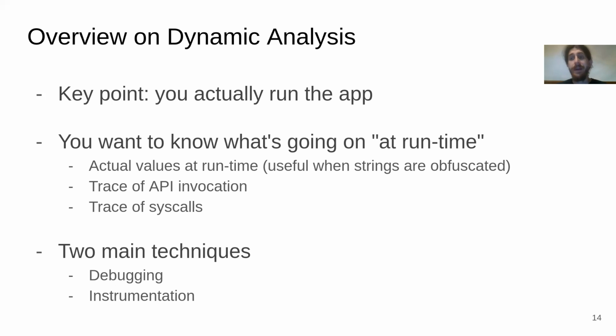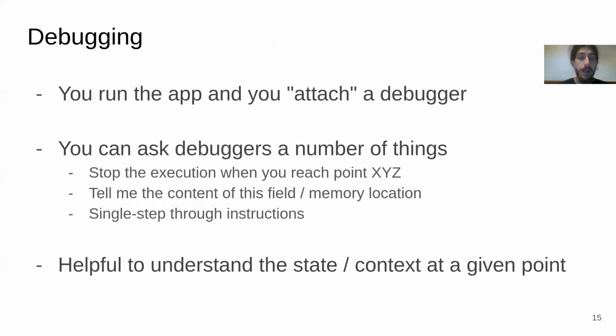From the high-level perspective, though, we can characterize these techniques in two groups. One is debugging, and the other one is instrumentation. Again, we're going to explain this better. Debugging. So the idea is that you run the app on an emulator or a real device, and then you attach a debugger. If you have followed MOBISEC or other binary analysis classes on the internet, you're probably already familiar with the concept of a debugger.